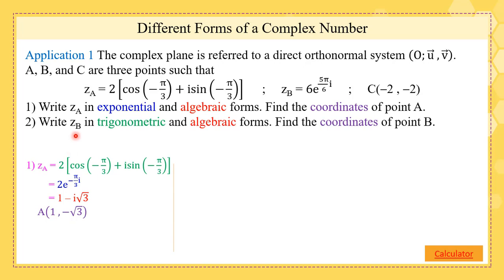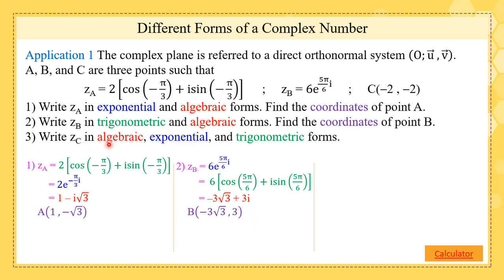Now we need to write that B in trigonometric and algebraic forms, and it's given in exponential form, and we also need the coordinates of point B. Try also to do it alone and try to use the calculator. Well, this is that B in exponential form, r is 6, theta is 5 pi over 6, so it's very easy to write the trigonometric form, r cosine theta plus I sine theta, and then we use the calculator to get this algebraic form, and the coordinates would be given as follows.